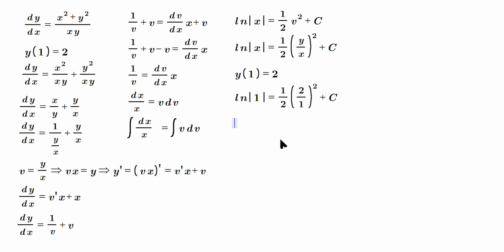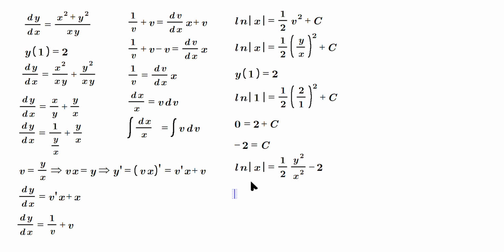So ln of 1 is 0. And this is equal to, now it's going to be 2 squared, which is 4. 4 divided by 2, which is 2 plus c. Capital C, that is. So now you're going to end up with 0 minus 2. So negative 2 is the value of c. Which means the implicit solution is this one right here, essentially. ln of the absolute value of x is equal to 1/2 of y squared over, you have to be really careful here, x squared, correct, minus 2.